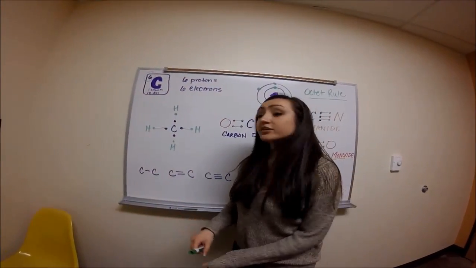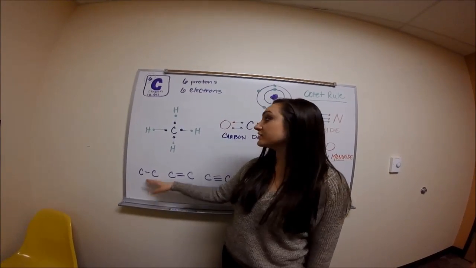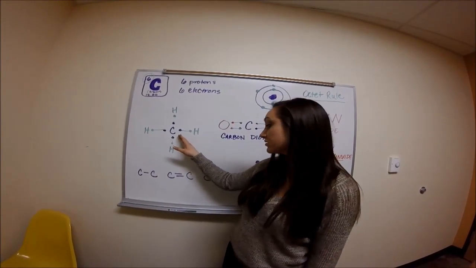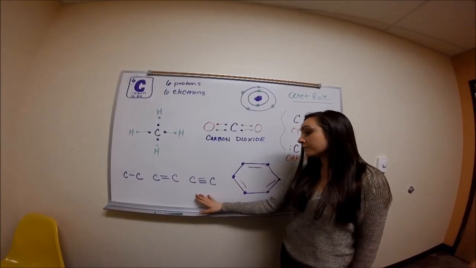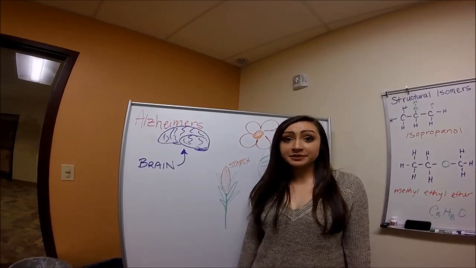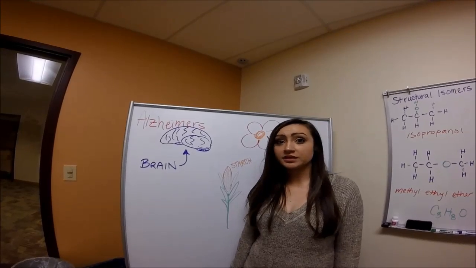Carbon also does a very good job of bonding to itself because of these 4 available valence electrons. Carbon can form single bonds, double bonds, and triple bonds with itself. The shape of molecules influences how they interact with other molecules.